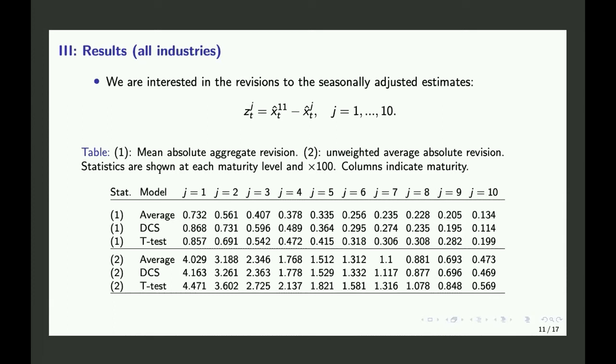So the first 3 rows look at the revisions to the aggregated figures. One feature is that as the maturity of the data increases, we get more precise estimates, so the revision decreases. That shows that the model works relatively well. Another interesting result is that the average is producing better results than either of the 2 methods. So by averaging, we get lower revisions.